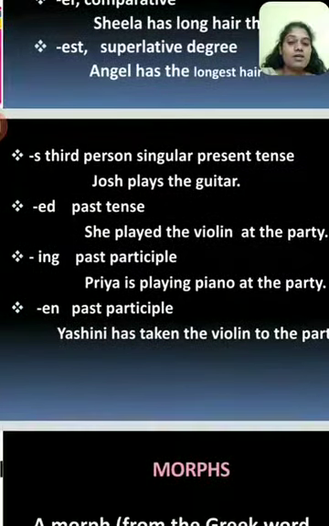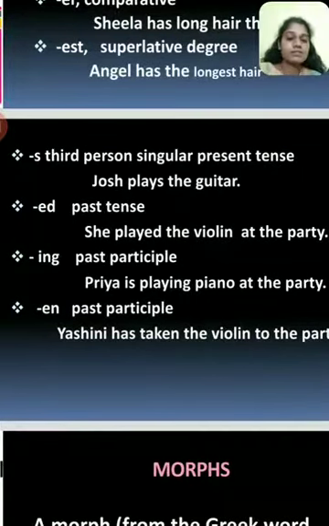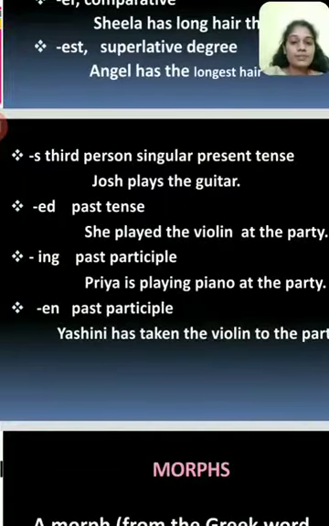Next category, third person singular present tense. Joe plays the guitar. The third person may be singular. Next category, past tense. She played the violin at the party. Next category, past participle. Priya is playing piano at the party.